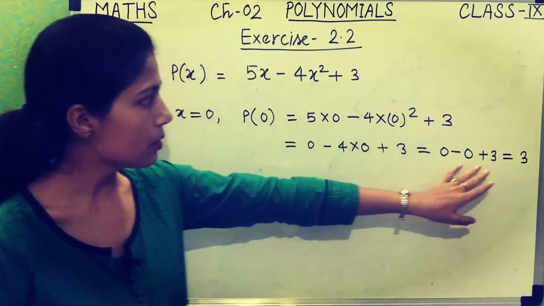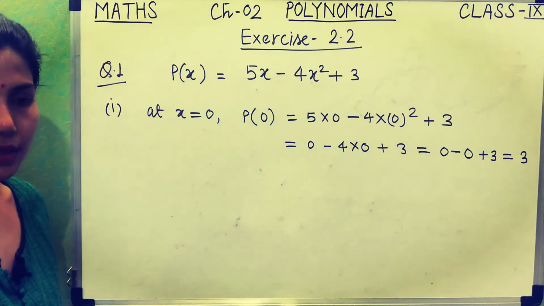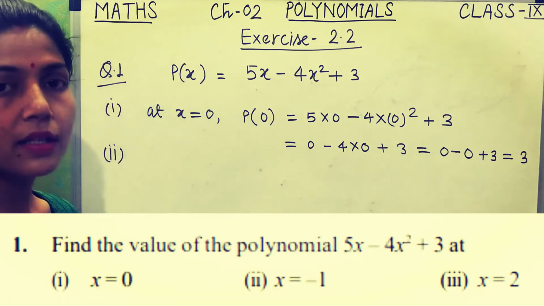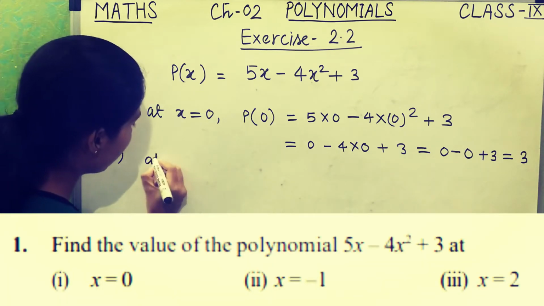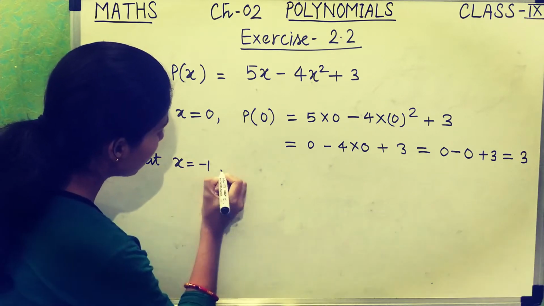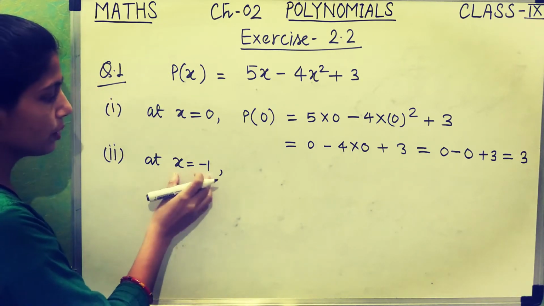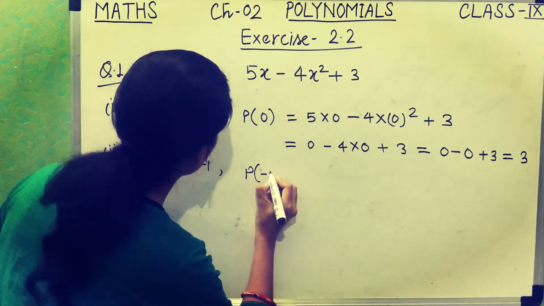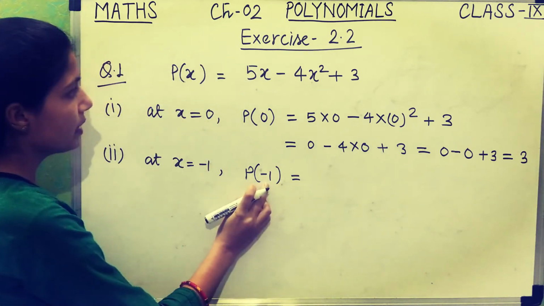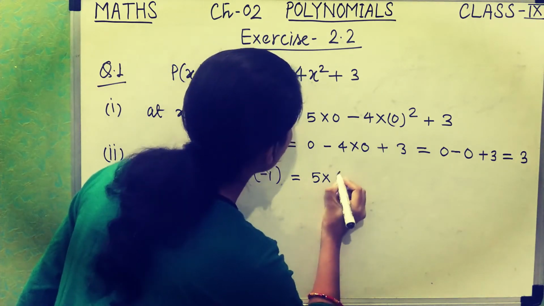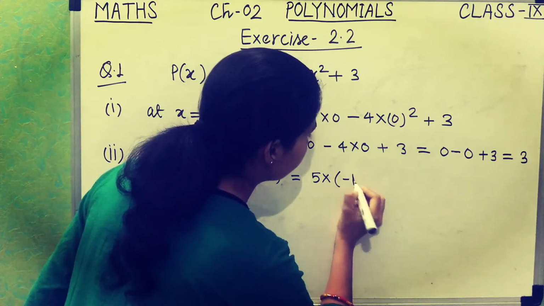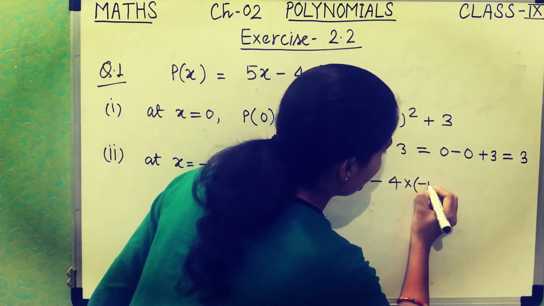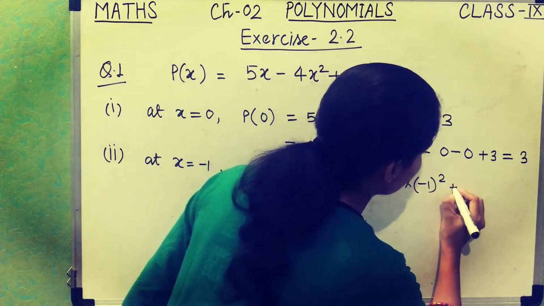In this way you have to solve all the parts. Let's take the second part. At x equals minus 1, you have to find the value of the polynomial. So you put this value in the given polynomial. In place of x, we will put minus 1. So 5 into minus 1, minus 4 into square of minus 1, plus 3.